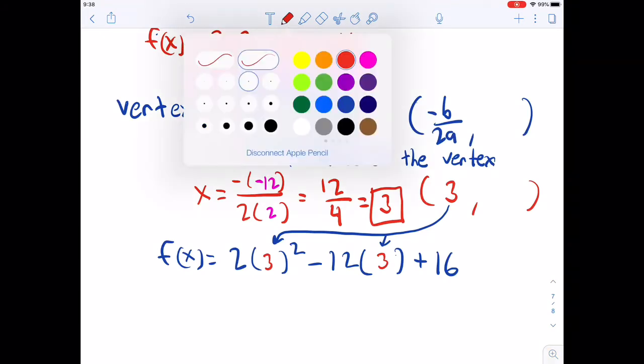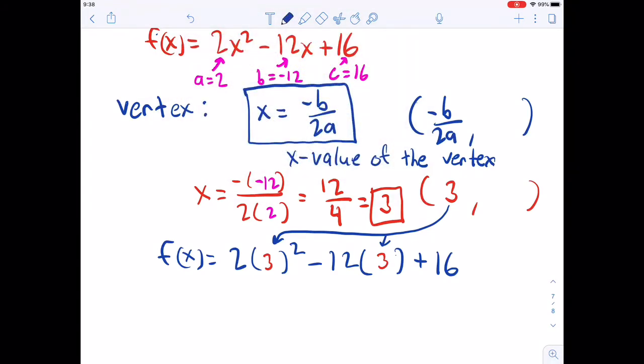And then figure that out. All right, so we got 2 squared is first. So that's 9. Bring it down. Then we can rewrite that: 2 times 9, 18. Negative 12 times 3 is negative 36. Plus 16.